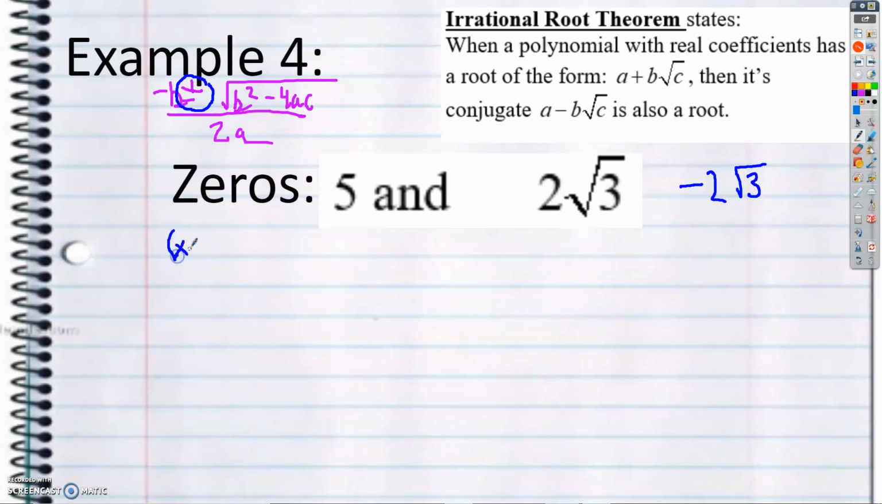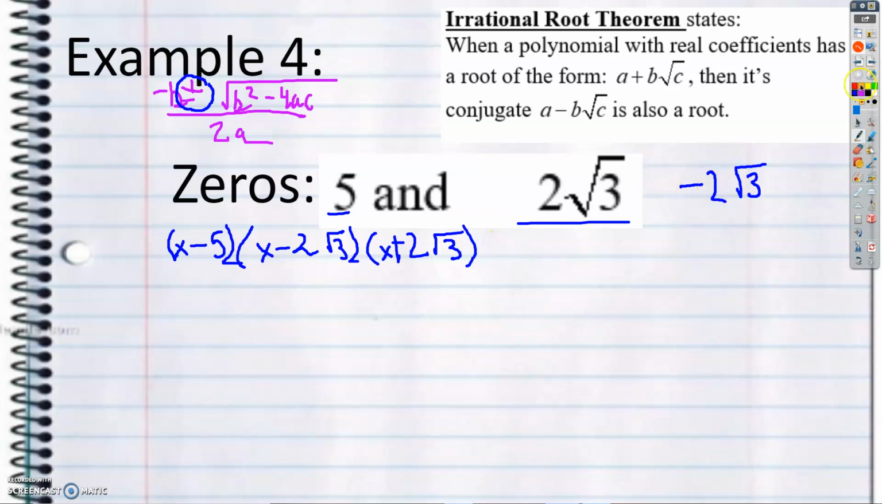So factored form is just the same thing, x minus 5 for a zero of positive 5, and then for positive 2 square root 3, it's going to be x minus 2 square root 3, and then this is negative 2 square root 3, so that's x plus 2 square root 3.